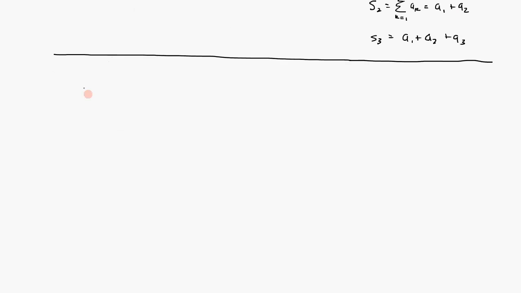And so in general, we'll say that a series converges or diverges if the sequence of partial sums converges or diverges.